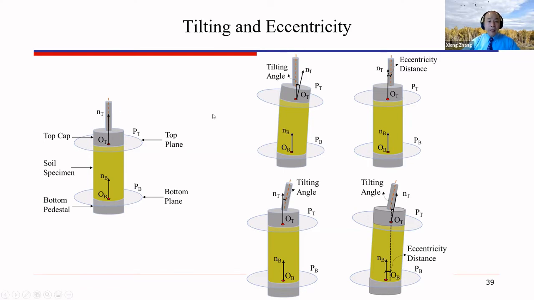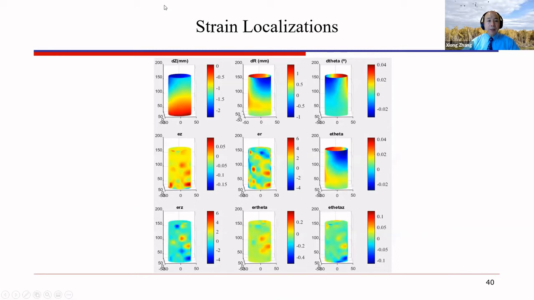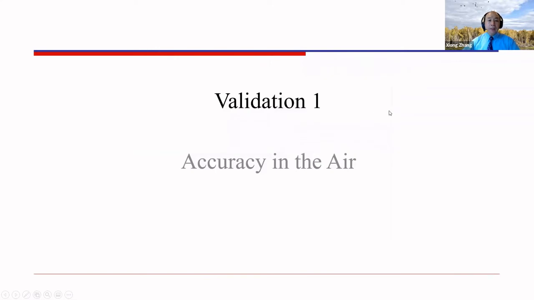So with our method, we can measure the tilting and the eccentricity. Besides this, we can also do strain localization because we have so many points. We can calculate the localized strain by comparing these points on the soil specimen at different moments when you apply load. We also did a lot of validation tests. Due to the limited time, I will go faster.